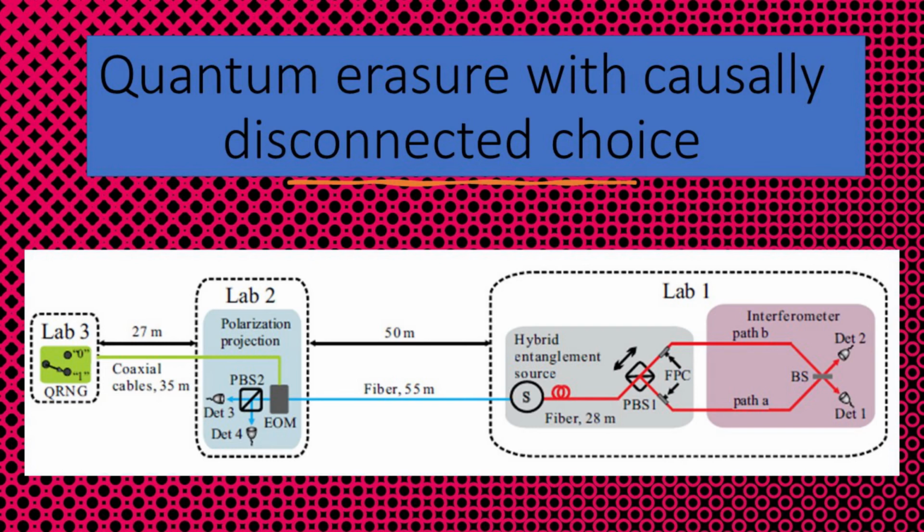In a second lab, the other photon is detected by another polarization beam splitter, PBS2. However, in a third lab, there is a quantum random number generator that sends a signal as to whether or not to turn on or off the EOM, which can scramble the polarization of the idler photon. When the polarization of the idler photon is left alone, it provides which-way path information about the signal photon. But when the polarization of the idler photon is scrambled, that which-way path information is erased.